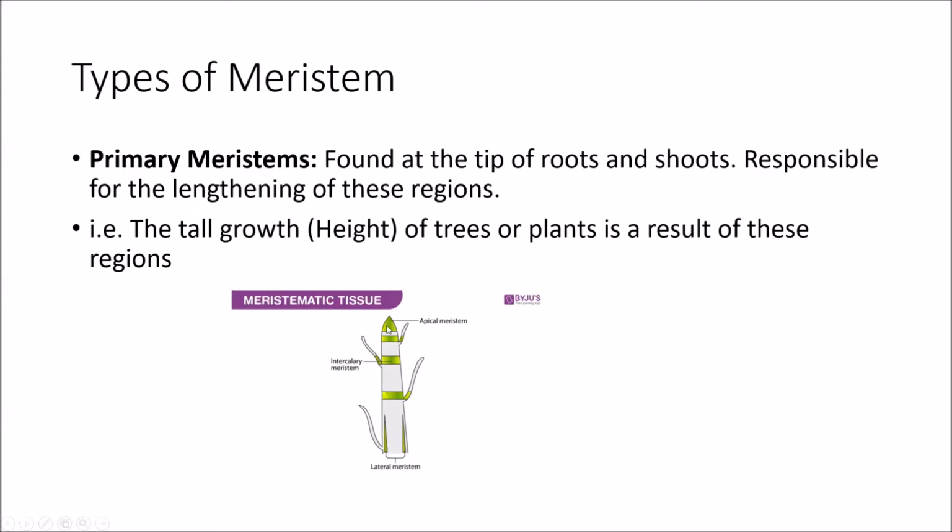Okay, so this is the meristem region right here. Remember we said the meristem, these are special regions where growth is going to take place inside of plants. So this is going to help the shoots here to basically get taller and taller, okay? All right, so the primary meristem is responsible for the tall growth or the height of trees or plants as a result of the apical meristem, or you can say the primary meristem.